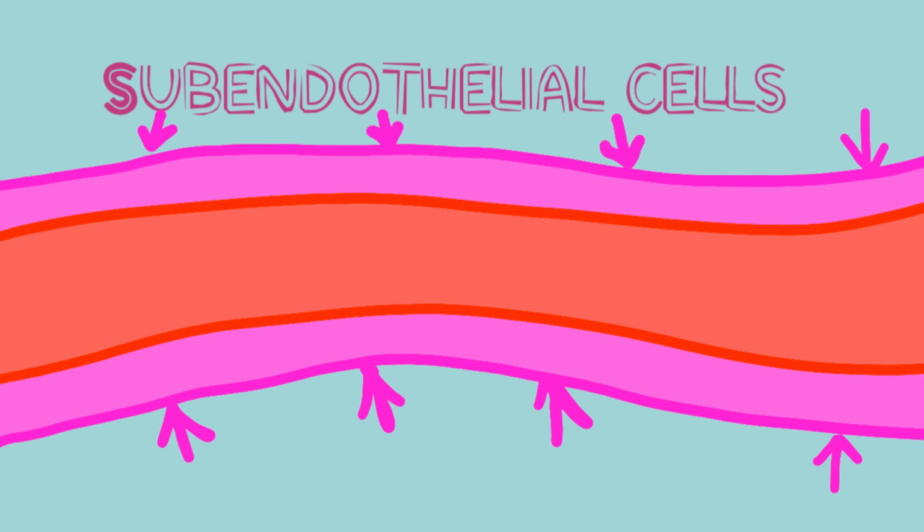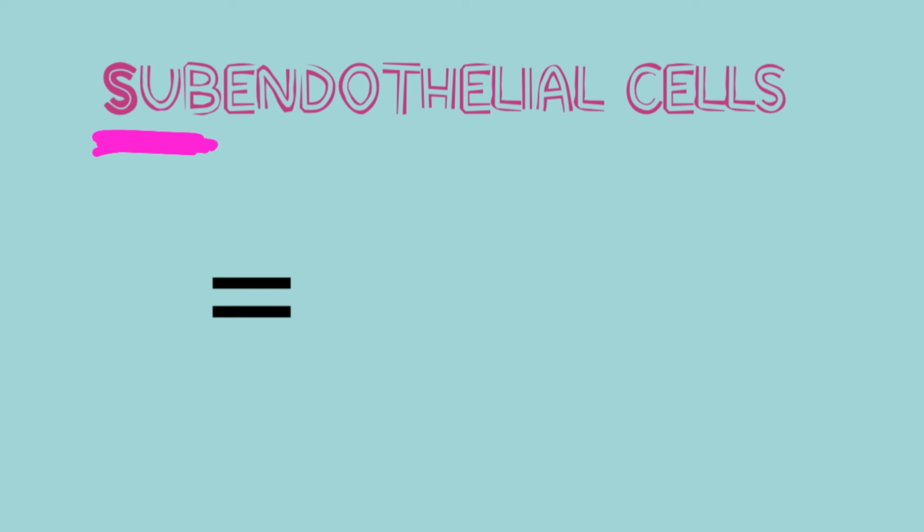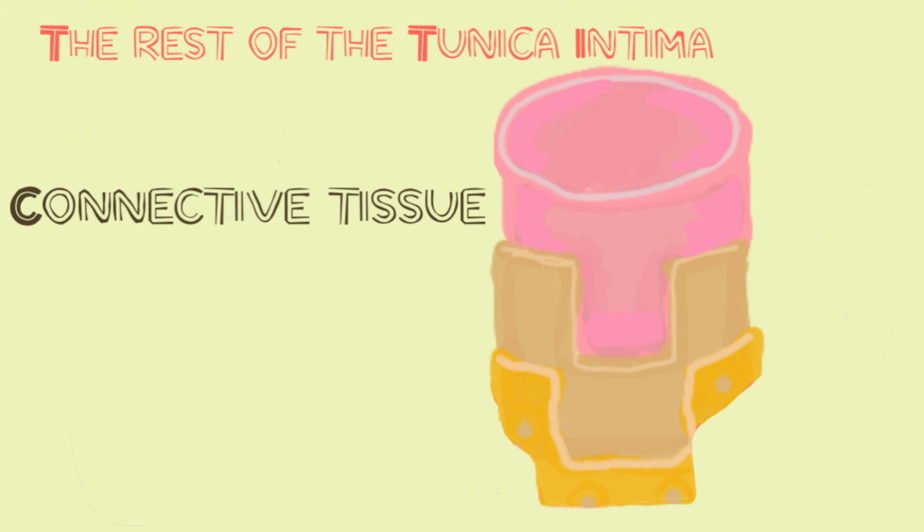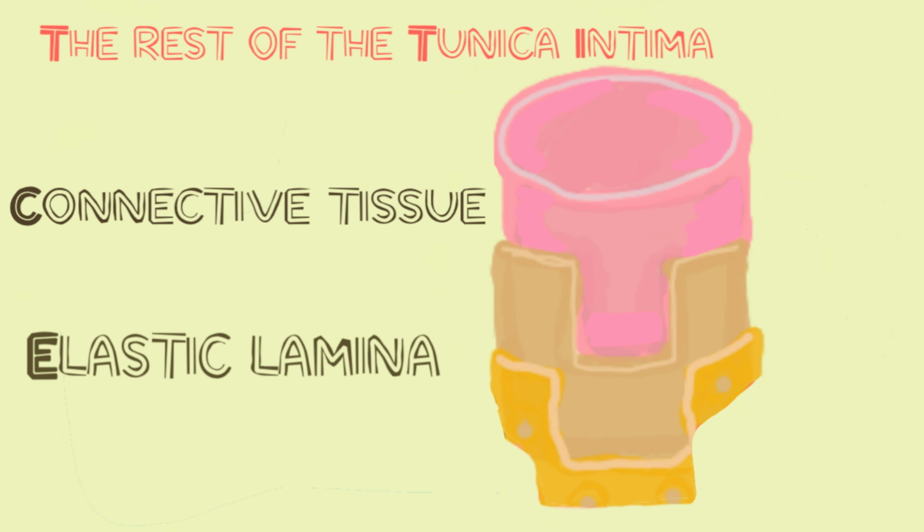Around the endothelium of the tunica intima are subendothelial cells, and this just means under the endothelial cells. This is where calcification or fatty deposits can build up as a process known as atherosclerosis, which disrupts normal blood flow in the vessel. The rest of the tunica intima is composed of connective tissue and elastic lamina.